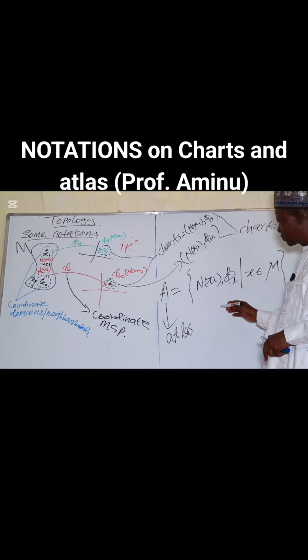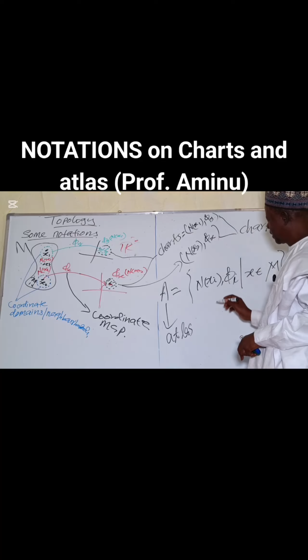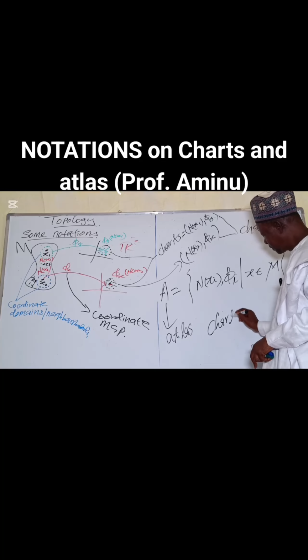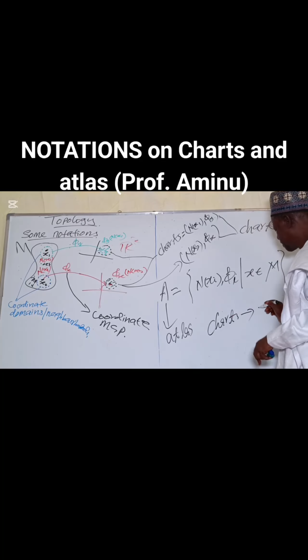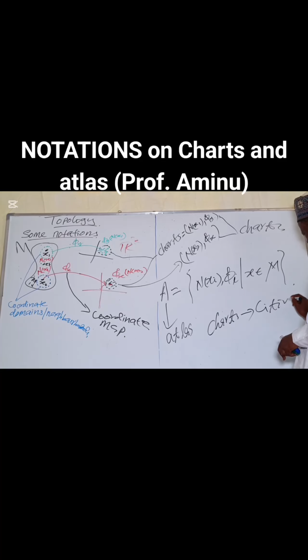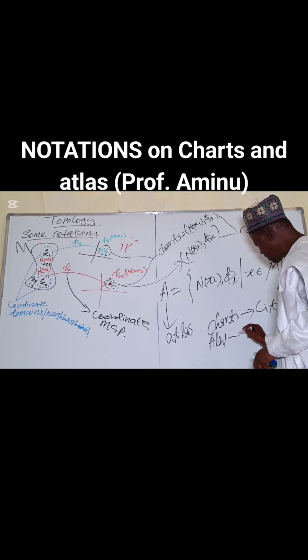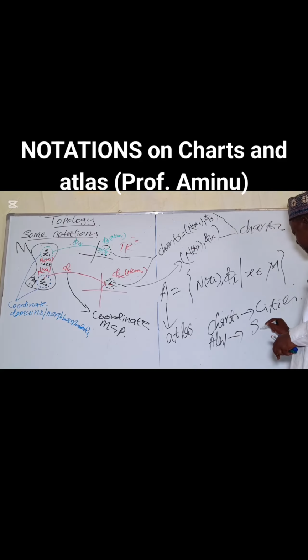This looks like, for example, in a map, the charts may represent your cities, and the atlas may represent the whole state, as the case may be. Or if you are considering a country, the atlas may be a compilation of all the charts of states and so on and so forth.